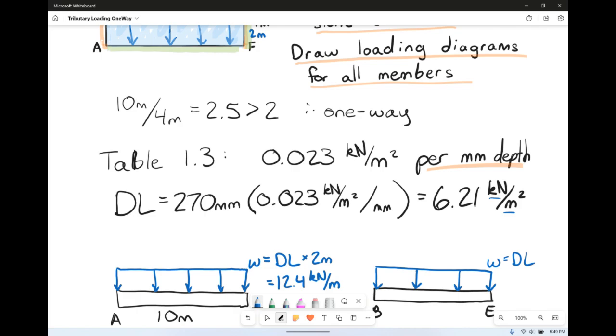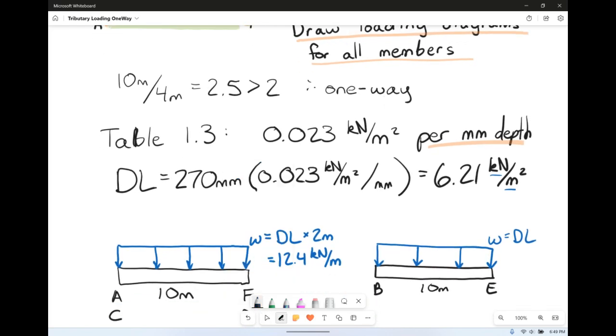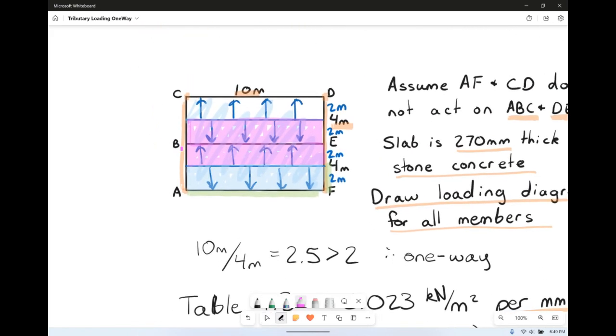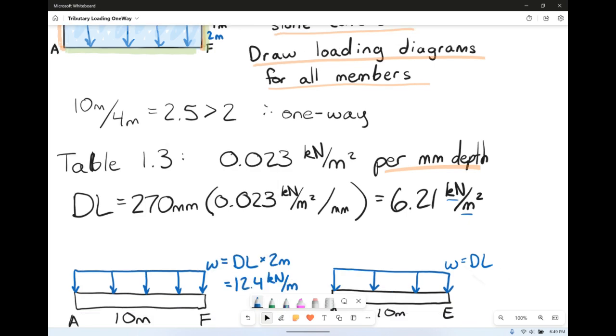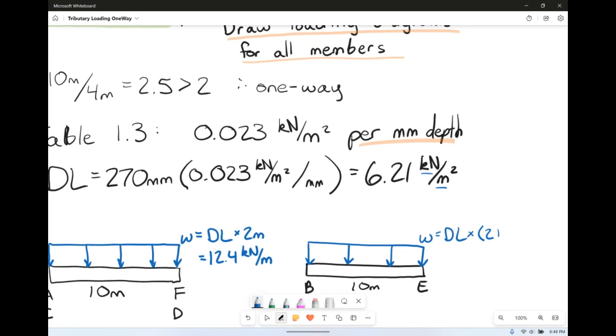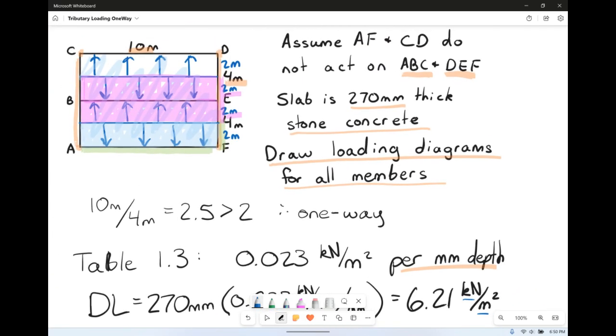The dead load is here, but again, we know that the overall width of BE is 10 meters, so we're not talking about the 10 meter direction, we're talking about this direction, and this direction is 2 plus 2. That's where that comes from. So our actual weight is our dead load times 2 plus 2, so dead load times 4. So it's twice as much as AF and CD. So that's going to be 24.8 kilonewtons per meter. Pretty massive.